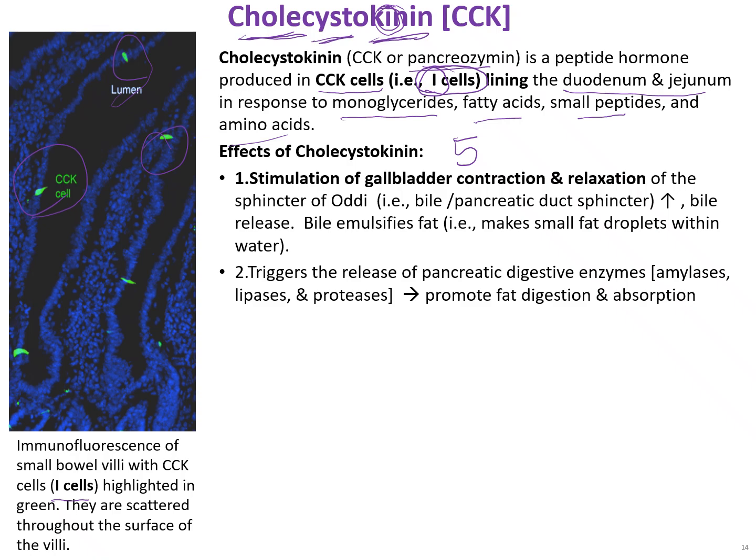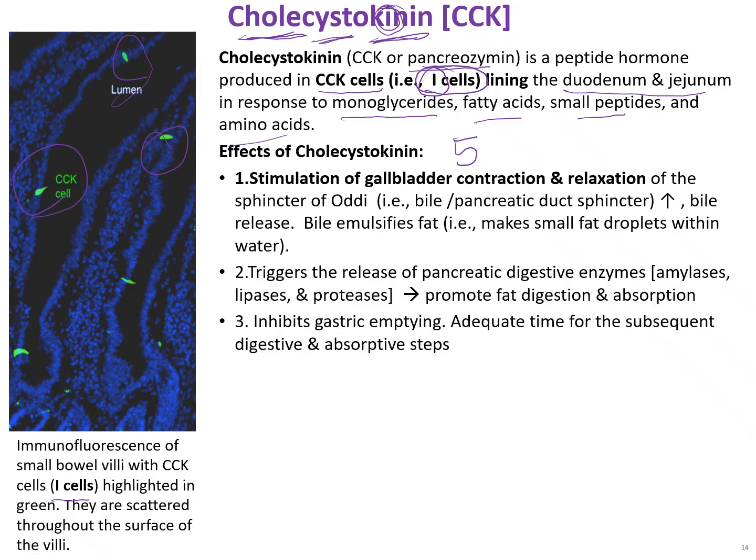Number two, it triggers the release of pancreatic digestive enzymes like amylases, lipases, and proteases for the digestion of carbohydrates, proteins, and fat. And it inhibits gastric emptying. Why? Because it gives adequate time for the subsequent digestion and absorption steps in the duodenum and jejunum. You don't want a lot of dumping from the stomach continuously into the duodenum, right? It needs some time, because cholecystokinin communicates with the gallbladder, and that takes some time. So you should not eat continuously, correct?